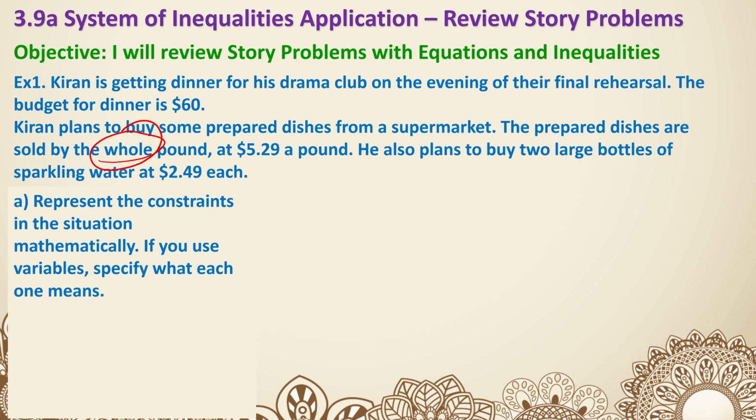Represent the constraints in the situation mathematically. If you use variables, specify what each one means. Since we're setting up inequalities because there's a budget, these are called constraints, because they limit what kind of answers we may get. The two things we have are prepared dishes, for which we can use the letter P, and 2 large bottles of water, for which we can use the letter B because it's about bottles.